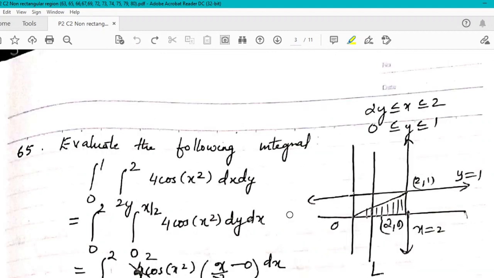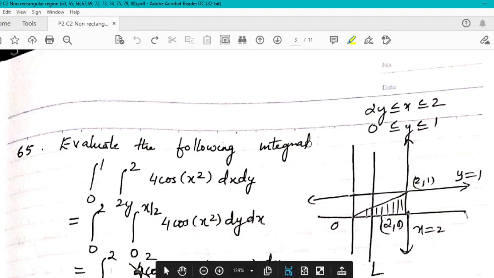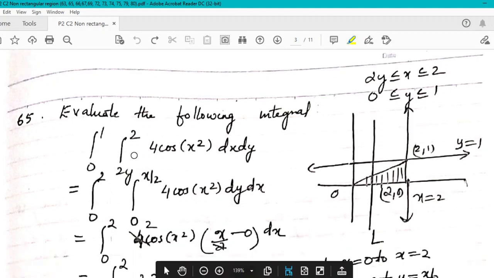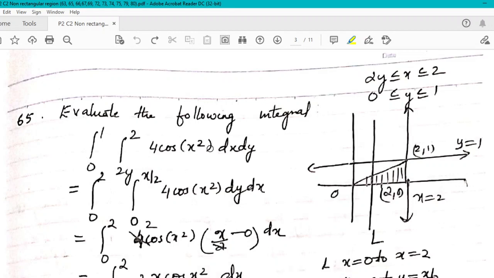So our next question is question number 65. Evaluate the following integral. So we have to evaluate this integral: integral 0 to 1, integral 2y to 2, 4 cos x square dx dy. So we have to integrate this.